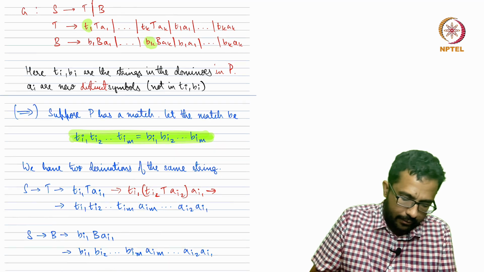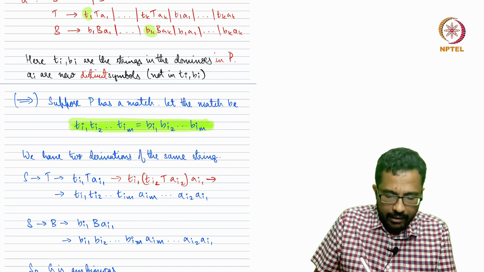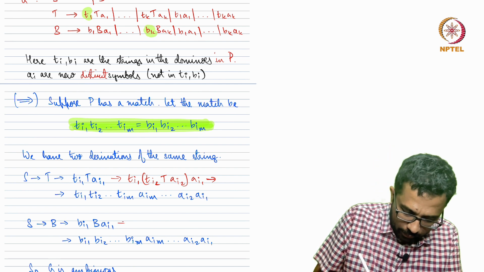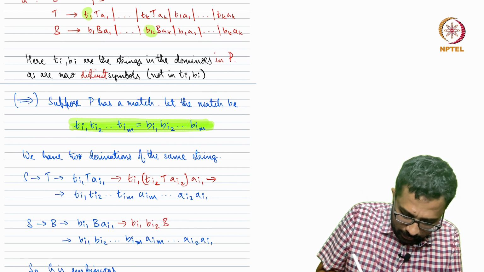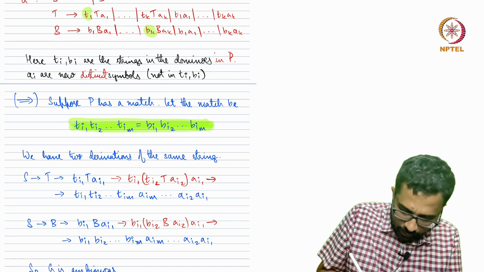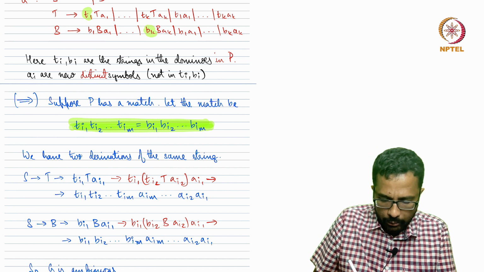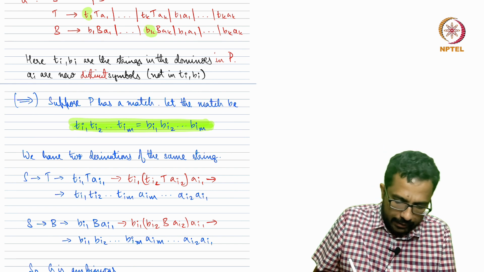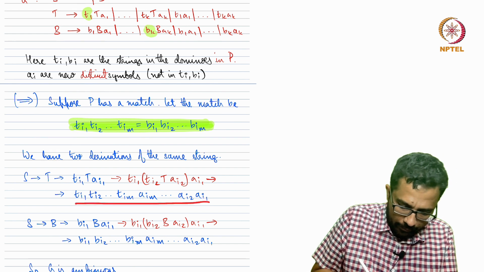Very similarly, we can use S gives B, B gives Bi1, Bai1, and then similarly Bi1, Bi2, Bai2, Ai1, right? And so on. Finally, I have Bi1, Bi2 up to Bim, Aim, and so on, Ai2, Ai1, right? And I claim that these two strings, the underlined strings, are the same.